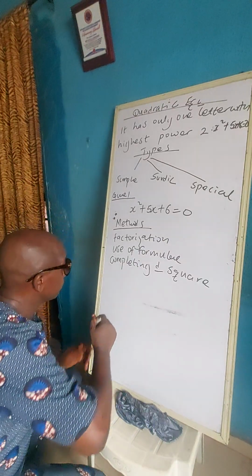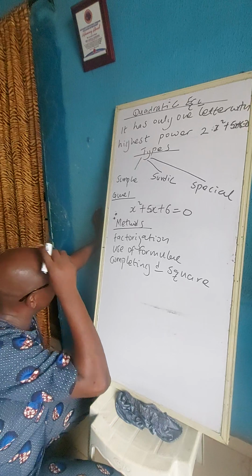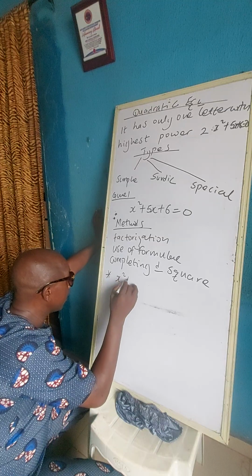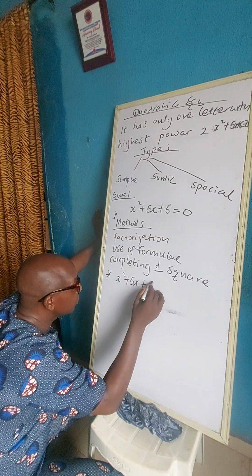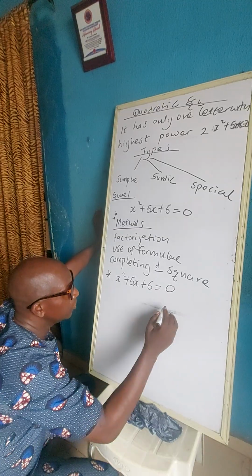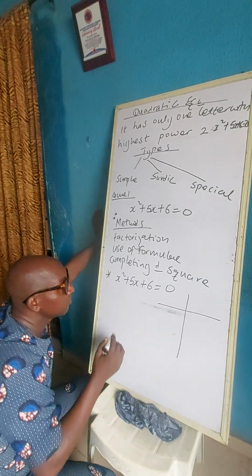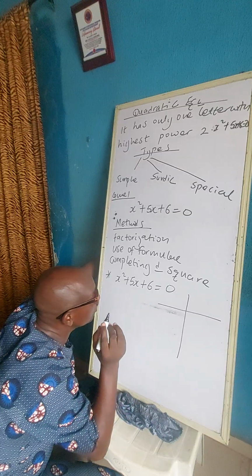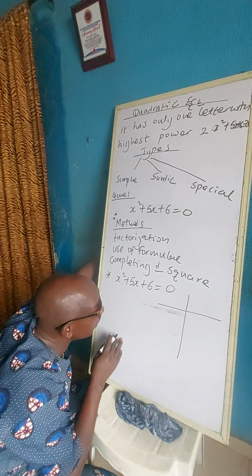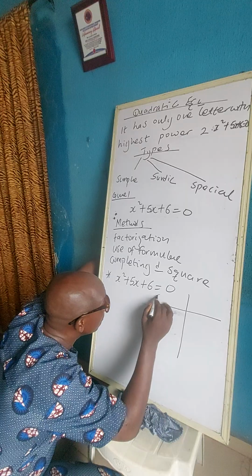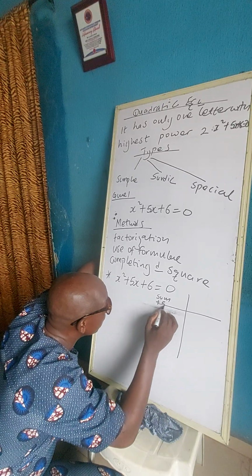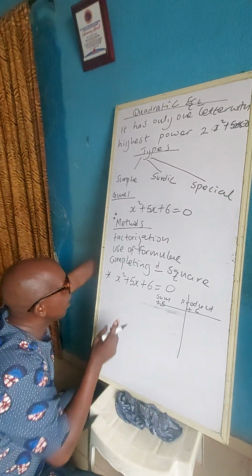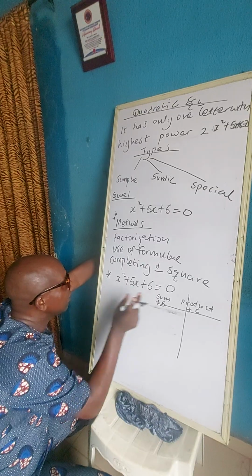First one, using factorization method. The question says x squared plus 5x plus 6 equal to 0. You use the table trial method. You are looking for numbers whose sum is plus 5 and whose product is plus 6.